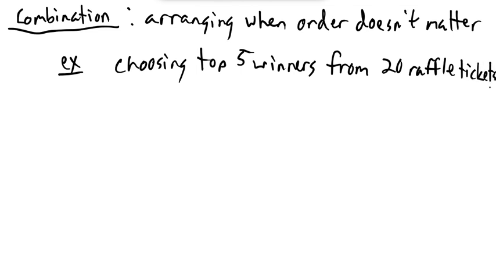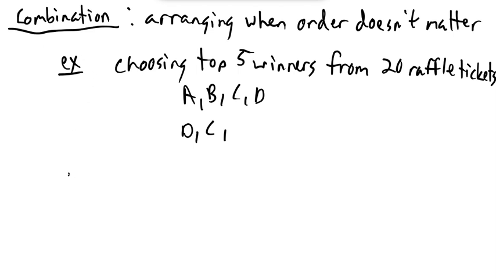How do we know order doesn't matter here? Well, if we chose Alice, then Bob, then Charlie, then Dave, and so on, does it matter whether Alice comes first or whether Dave and then Charlie come first? It doesn't. All of them are getting the same thing. So this is going to be a combination.